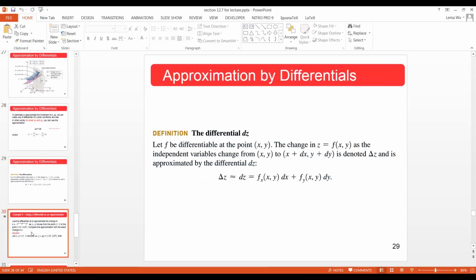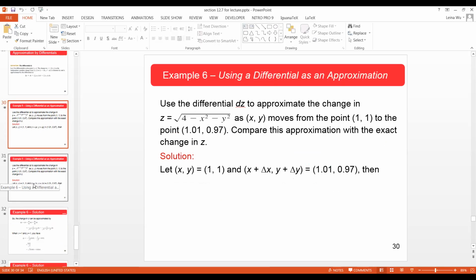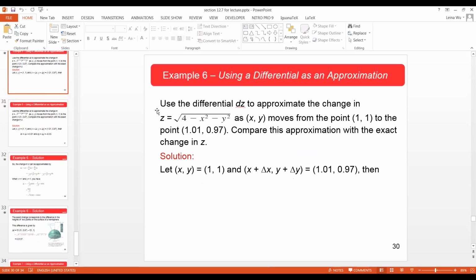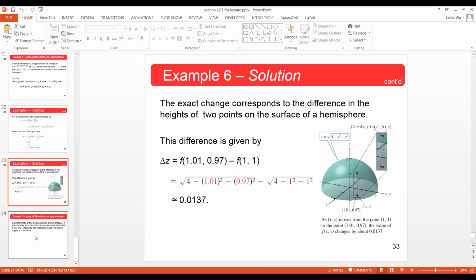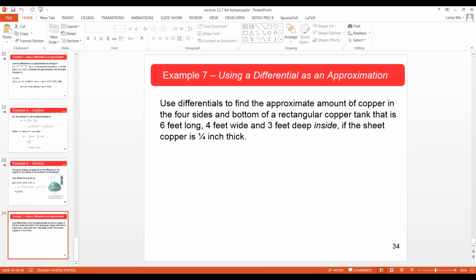And then we did one question last time, example 6, where you have a semisphere, and we used the differential to approximate the change of the z value. So we have the last question here, example 7, using a differential as an approximation. I'll let you take a look at this question first, and then we'll think about how we can tackle this problem by using differentials.